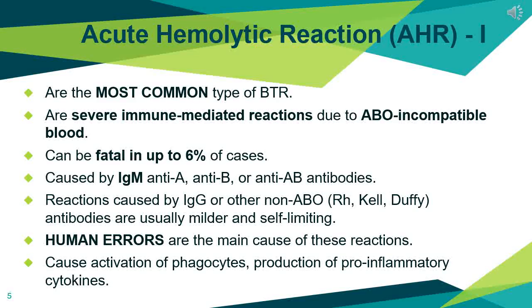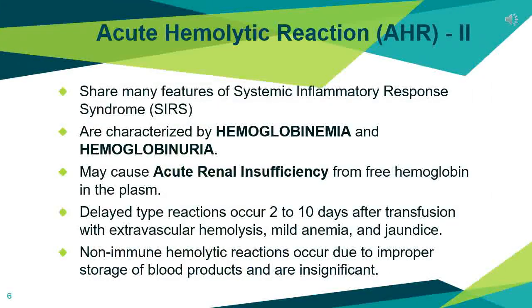Acute hemolytic reactions are humoral immune reactions and cause activation of phagocytes and production of pro-inflammatory cytokines. Acute hemolytic reactions share many features of systemic inflammatory response syndrome (SIRS). Immediate hemolytic reactions are characterized by intravascular destruction of red blood cells leading to hemoglobinemia and hemoglobinuria. Acute renal insufficiency may result from the free hemoglobin in the plasma, resulting in acute tubular necrosis (ATN) and precipitation of hemoglobin within the renal tubules.